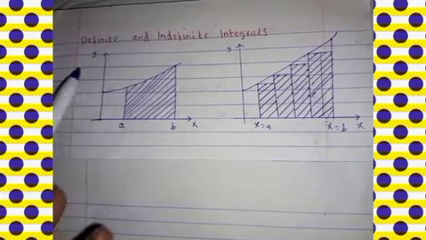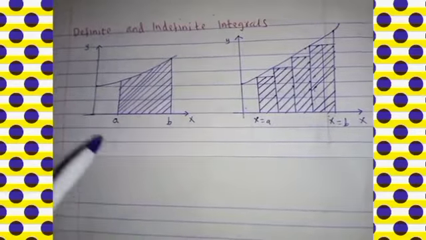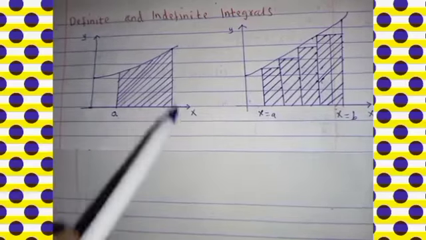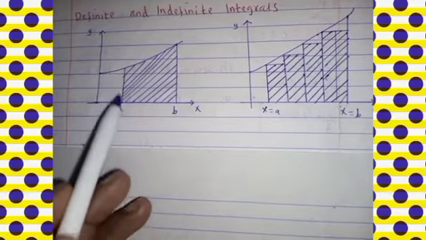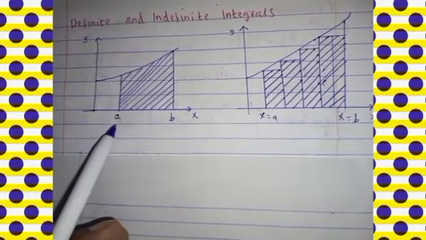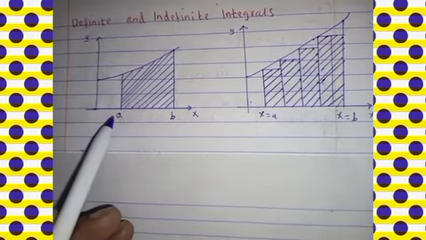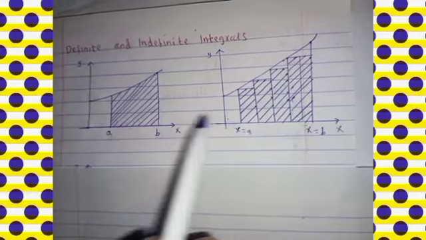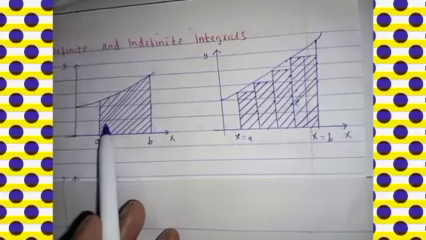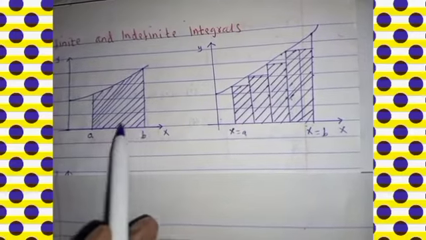Next, we want to look at definite and indefinite integrals, and we are going to consider the curve shown here. We are going to consider this area bounded by the line x is equal to a and the line x is equal to b. So there are two ways of estimating this area under the curve.